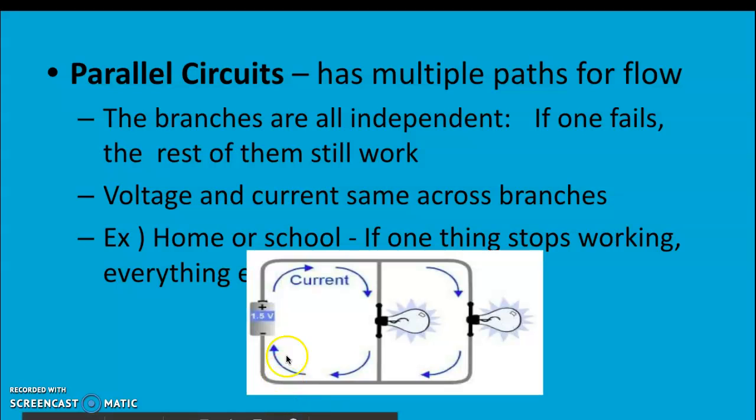And this is what it looks like in the diagram. So you have your battery, and the current can either choose to go through this light bulb resistor, or it can go the longer way. And it doesn't matter which one is longer or shorter. What actually matters is what the resistance is on each light bulb. Because what will happen is the current will want to go through the path of least resistance.